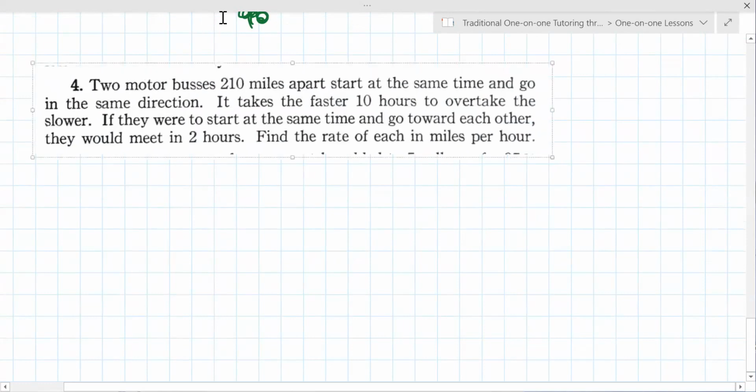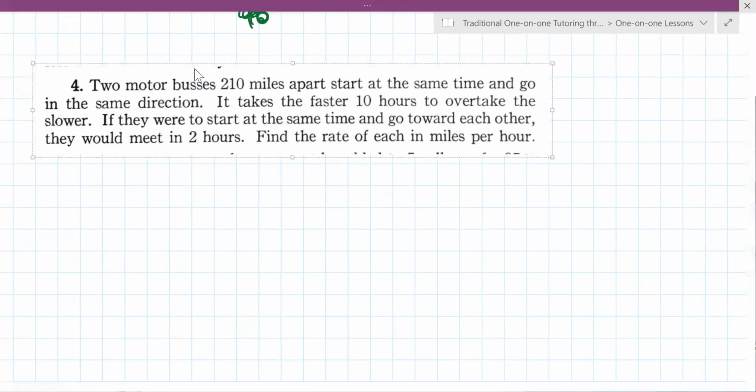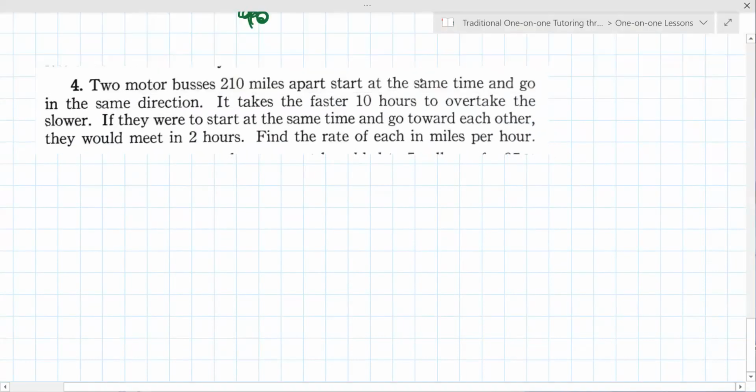Okay. 2 motor buses start at the same time and go in the same direction. All right. Okay, so they both start here. I'm sorry, they're 210 miles apart. So this is the distance. The distance here is 210. Start 1, start 2.